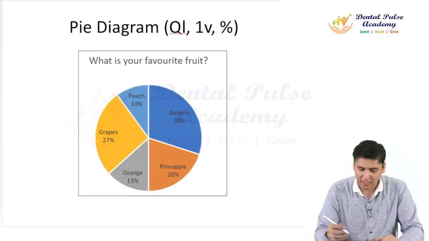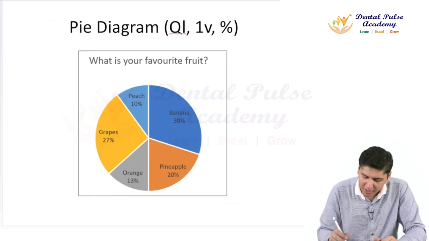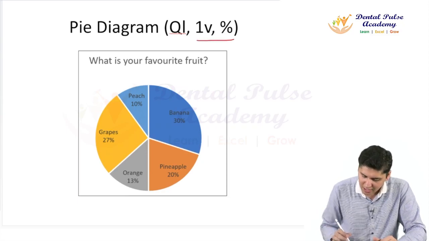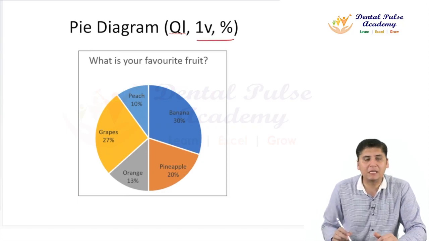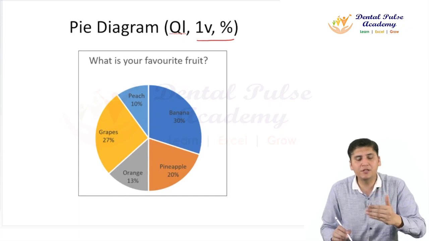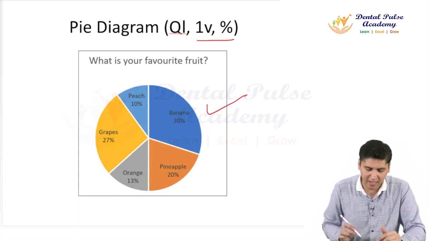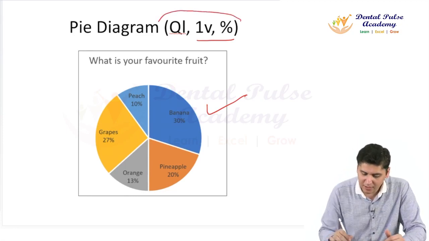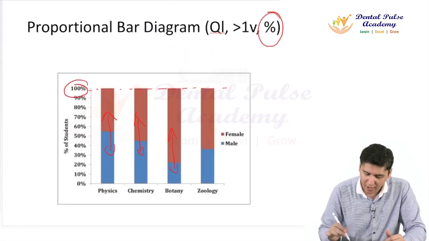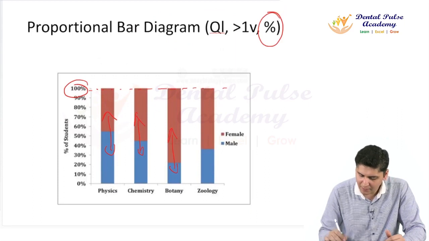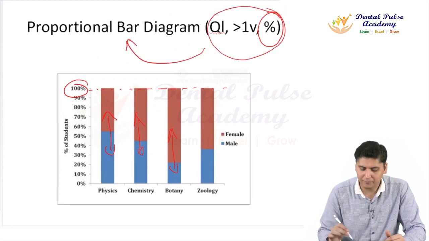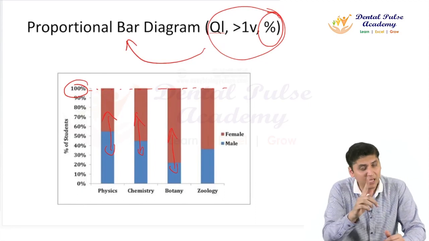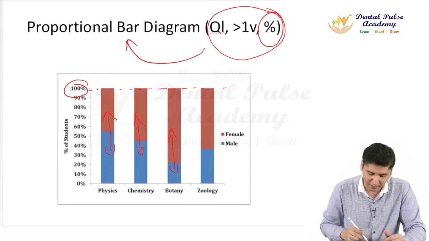Next is the pie diagram. Now a pie diagram shows qualitative data, one variable in percentages. That means if you have only one variable and that can be shown as a percentage distribution, it can be given in a pie diagram. Now take notice, qualitative data, one variable in percentages is a pie diagram, and qualitative data, more than one variable in percentages is a proportional bar. Always remember.